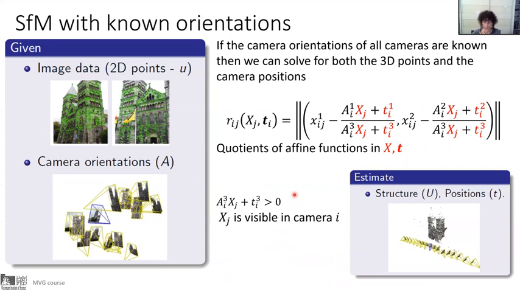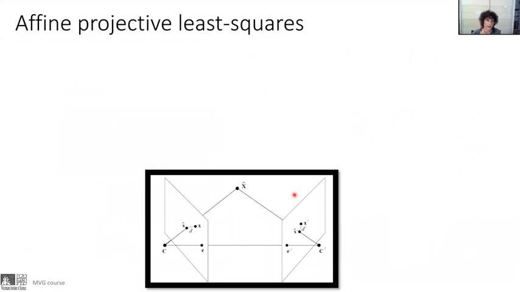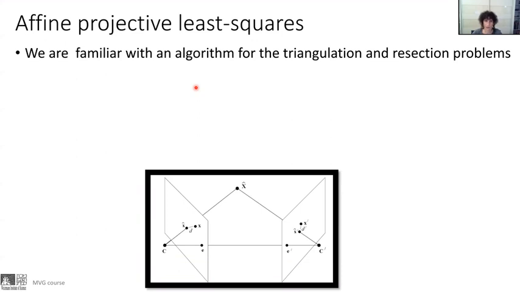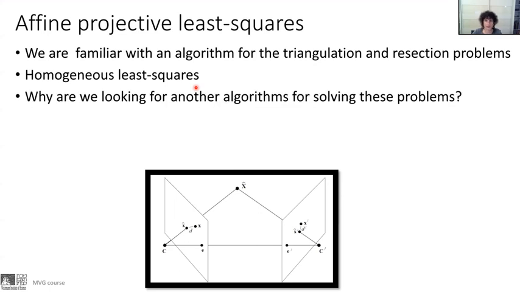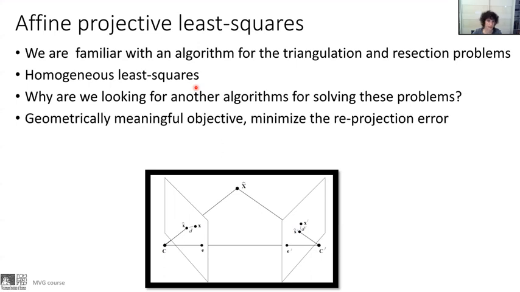Okay, so we already have 3 examples which are very useful, and as Rafael said before, we already have a way to solve it. So why are we going to invent another way? Okay, so this is the situation, and let's see why. We are familiar with the algorithm for solving this problem, homogeneous least squares, or DLT, as we call it. So why are we looking for another algorithm for solving these problems?